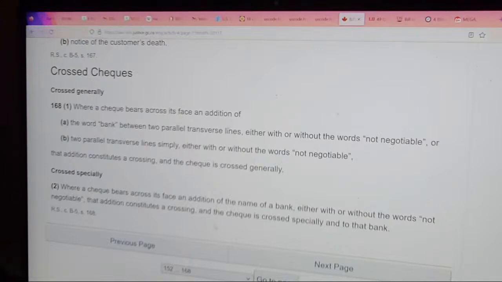Crossed specially. Where a check bears across its face an addition of the name of a bank, either with or without the words not negotiable, that addition constitutes a crossing, and the check is crossed specially and to that bank.